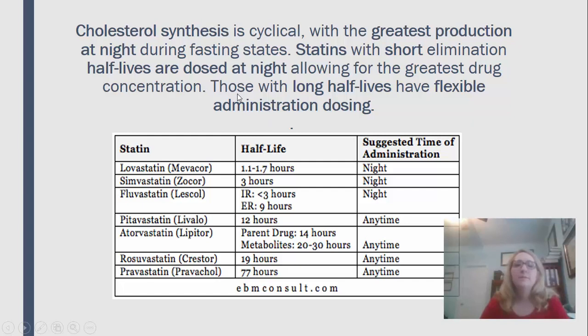Also, if you've got somebody who is taking Crestor or Lipitor, one of the longer acting medications, it has a long half-life. It doesn't have to be dosed every evening. It can be taken in the morning.